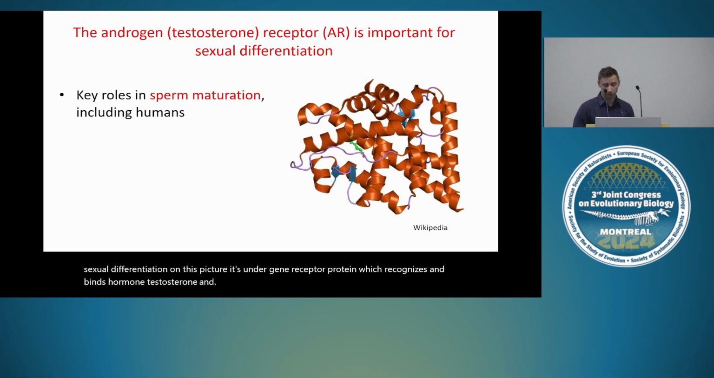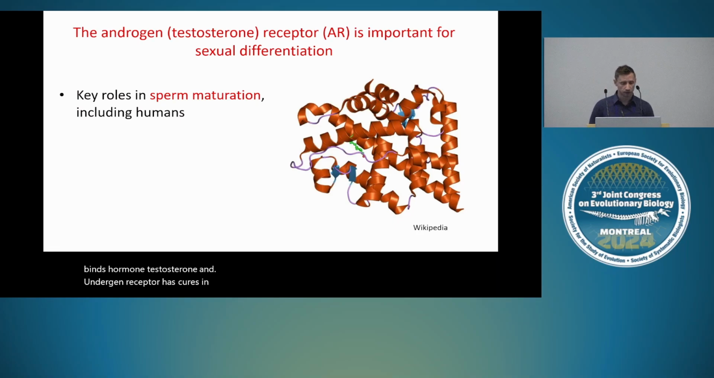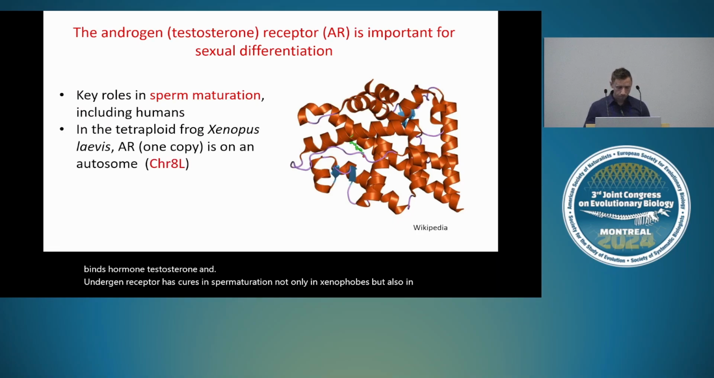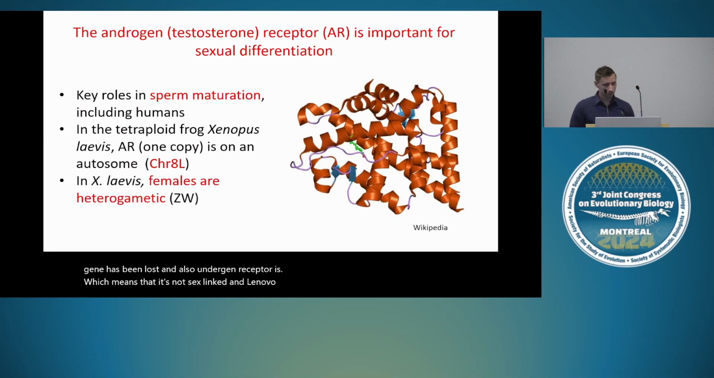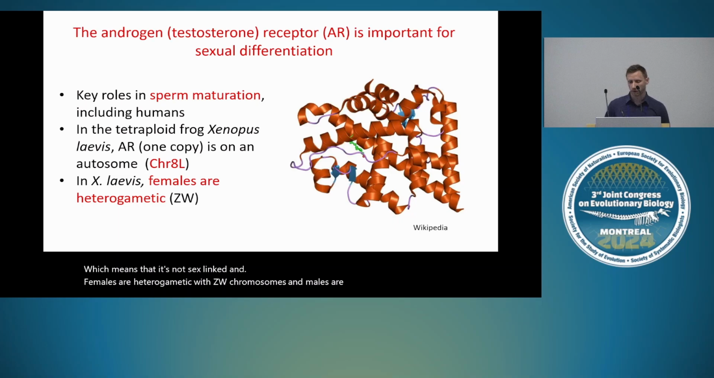Androgen receptor has key roles in sperm maturation, not only in Xenopus but also in humans. We have been studying the tetraploid frog Xenopus laevis, which has only one copy of androgen receptor in the genome, because it is a tetraploid species and the second copy of this gene has been lost. Also, androgen receptor is an autosomal gene, which means that it is not sex-linked in Xenopus laevis. Xenopus laevis females are heterogametic with ZW chromosomes, and males are homogametic with two Z chromosomes.